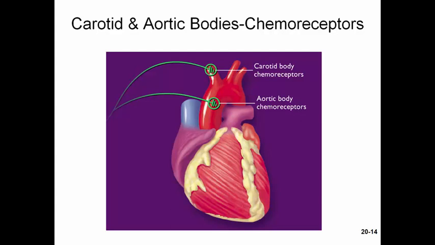Again, this figure shows you the ascending aorta and the aortic arch, and there you have the chemoreceptors in the aorta and also up in the carotid artery. A branch off of that is actually the brachiocephalic. It branches into the right common carotid and then the right subclavian.